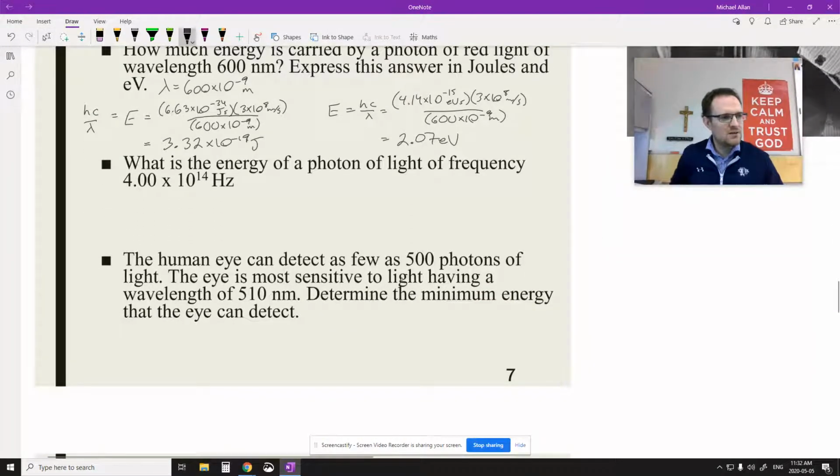What's the energy of a photon that has a frequency of 4 times 10 to the 14? So it doesn't specify what kind of energy. So for communication purposes, I'm just going to use just the 4.14 number, the electron volts, to communicate this. So I don't have to do the math twice. I won't do it twice.